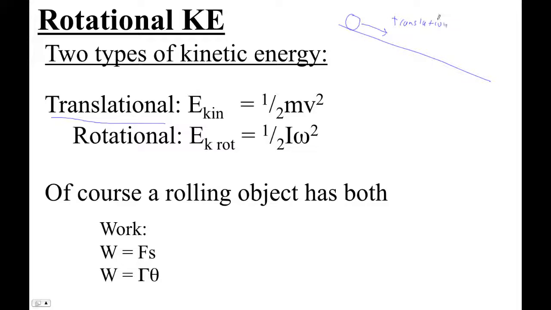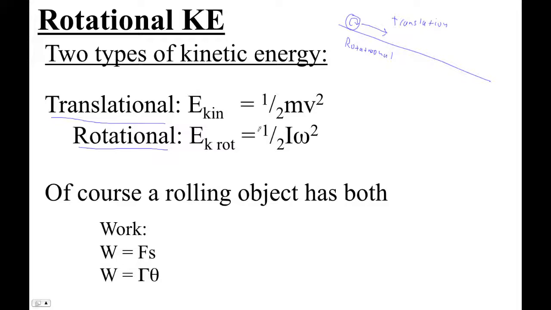The object also has a rotational motion. So if an object rolls down the plane without slipping, it's going to have translational and rotational kinetic energy. Now, rotational kinetic energy is exactly the same thing. It's 1/2, not m, but I, not linear velocity, but angular velocity. So it's 1/2 angular inertia times angular velocity squared.